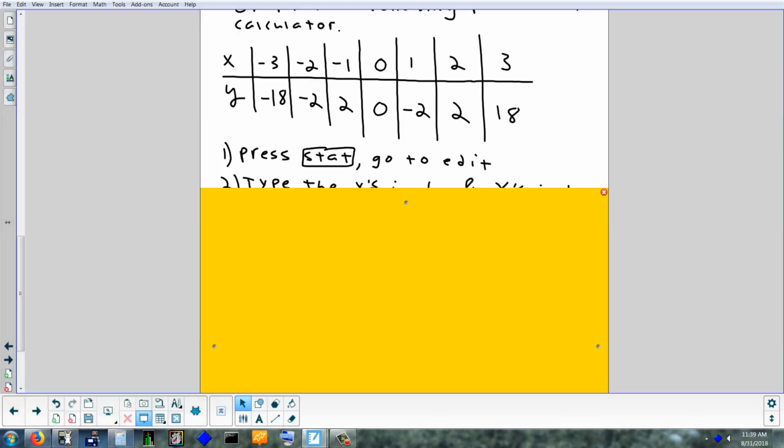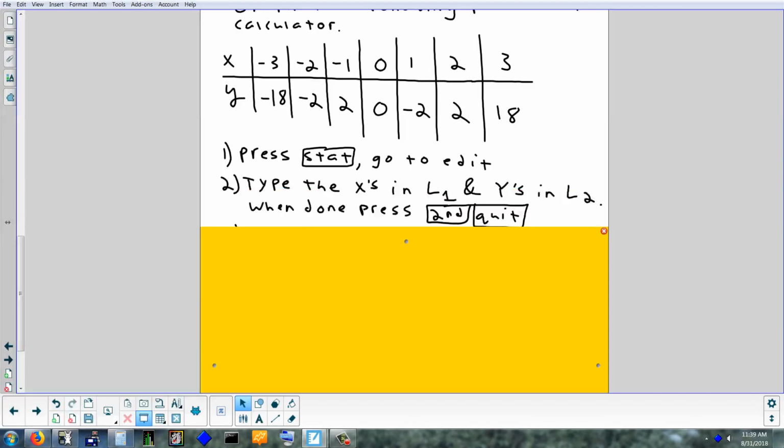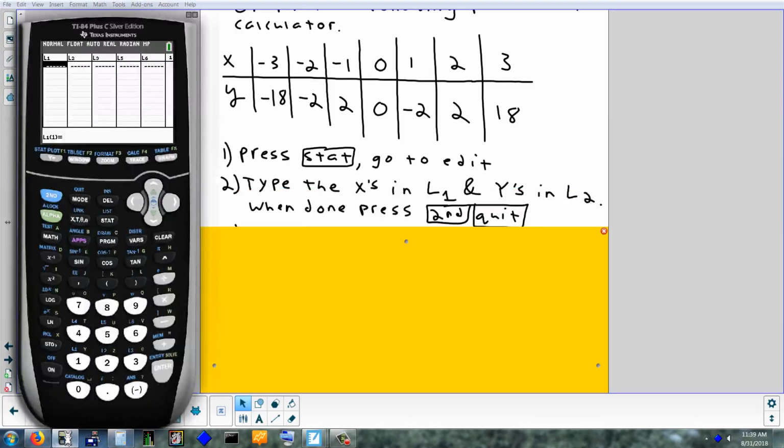So now what we're going to do is use L1 and L2. We're going to type the x values in L1 and the y values in L2. So I'm going to type in -3, hit enter, -2, -1. If you don't want to type them all, don't type them all. Just type a couple. 0, 1, 2, 3.